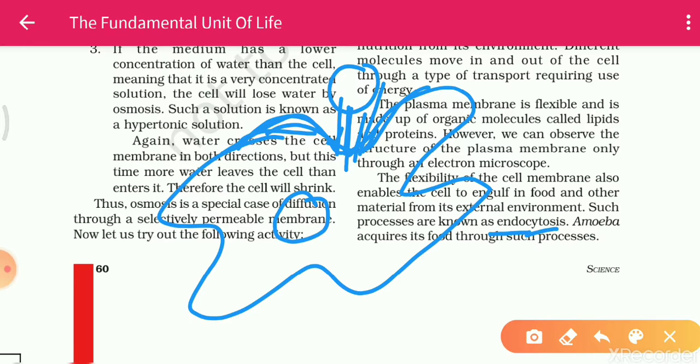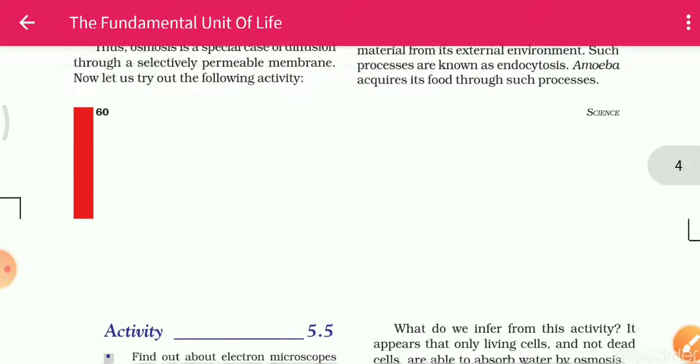So once again, listen to the definition of endocytosis. Endocytosis is the ingestion of materials by the cells through the plasma membrane, and it can take place in the amoeba. Students, got it? What is the meaning of endocytosis? Because this is a very important definition and is asked in the exam.